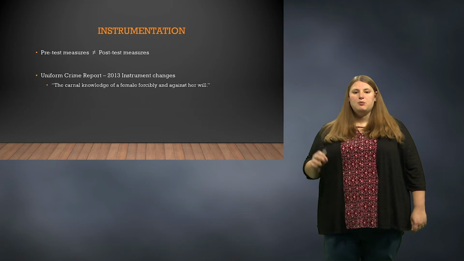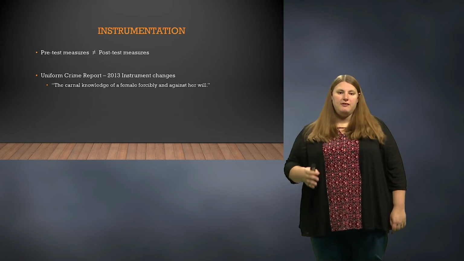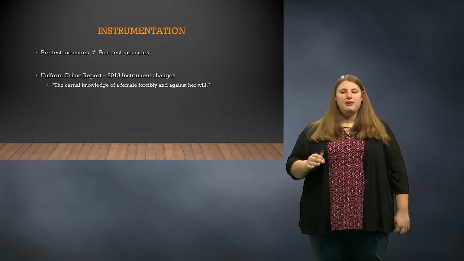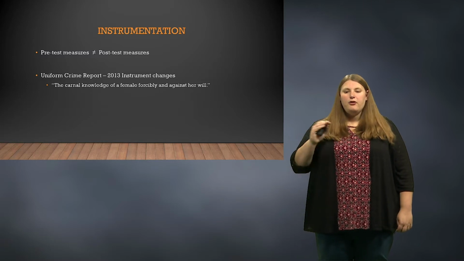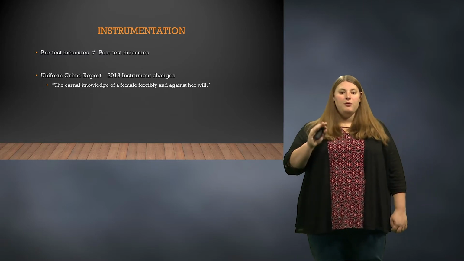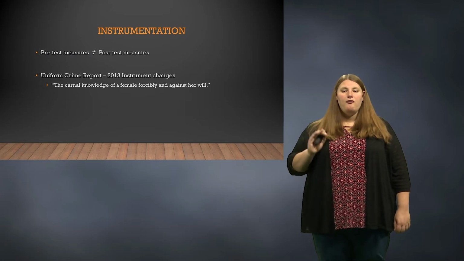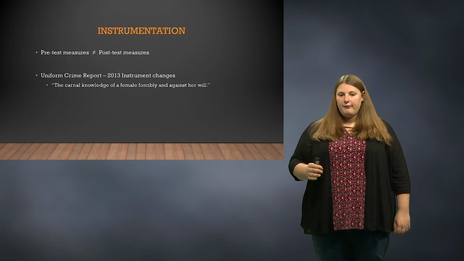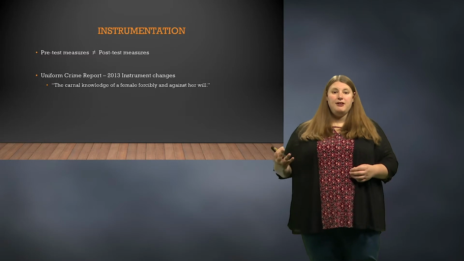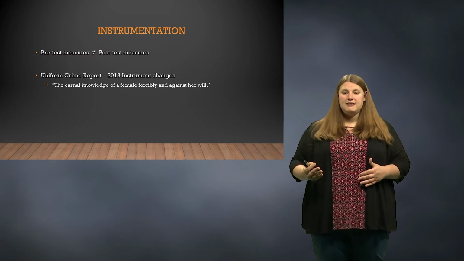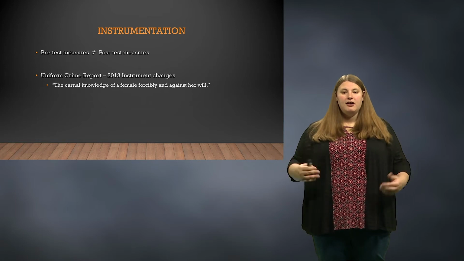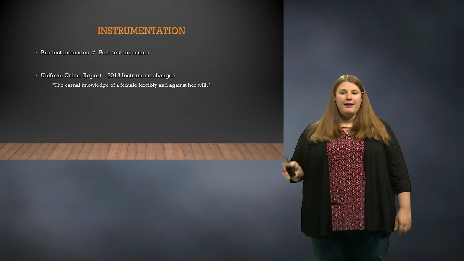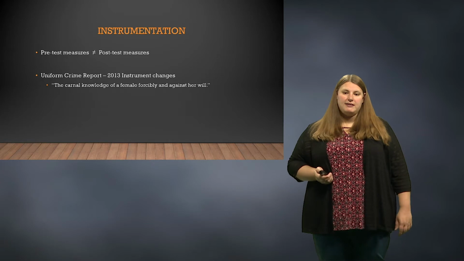In criminal justice, one of the most well-known issues of instrumentation is the changing definition of rape in the Uniform Crime Report's data collection. The original definition was, quote, the carnal knowledge of a female forcibly and against her will, end quote. Now, obviously, this definition is gendered, so that it only applies to female victims, and it requires both penis to vagina contact, force on behalf of the perpetrator, and resistance on behalf of the victim.